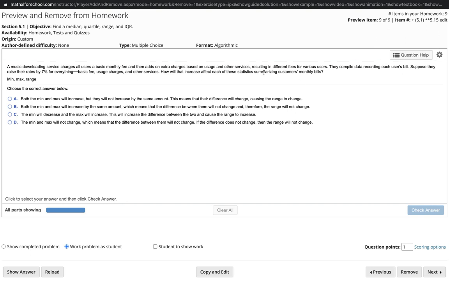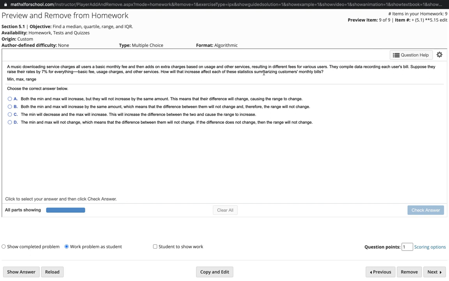So they are raising their rates by 7%. Okay. The key in this case is that they're raising it by a percentage and they're not just adding the same exact number. So because everyone has a different bill, a different amount for their bill, 7% of my bill is going to be different than 7% of your bill, and 7% of someone else's bill. So the amount that each person's bill increases by is going to be different because the amounts are different.